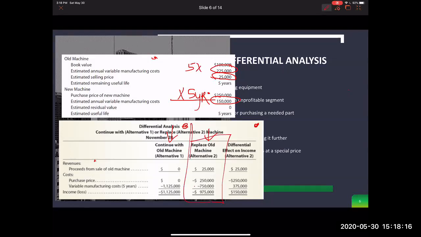This is the best decision because it's saving them a lot more money to replace it than to continue with it. In fact, it's saving them $150,000 more by replacing it versus continuing with the old machine. And again, that's so relevant.